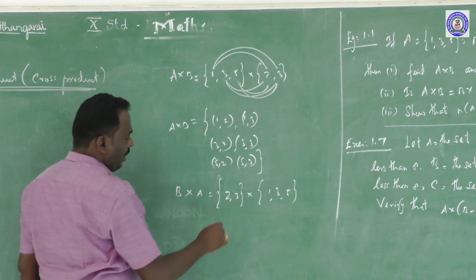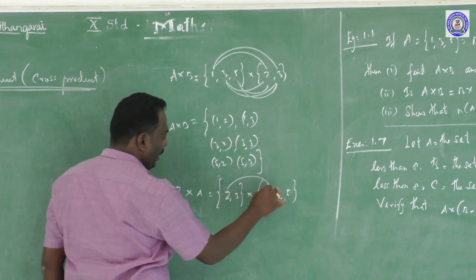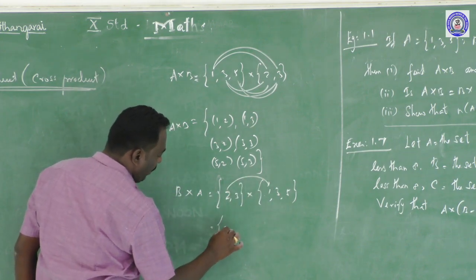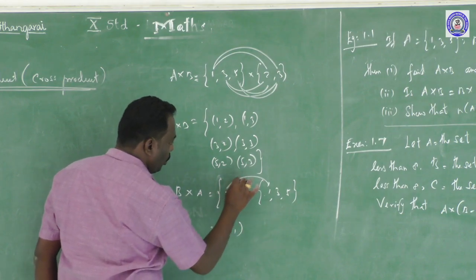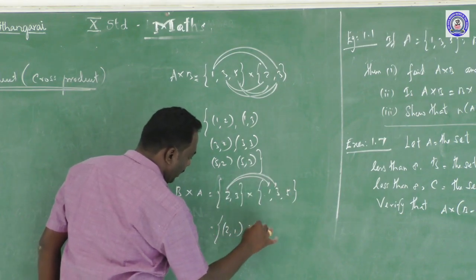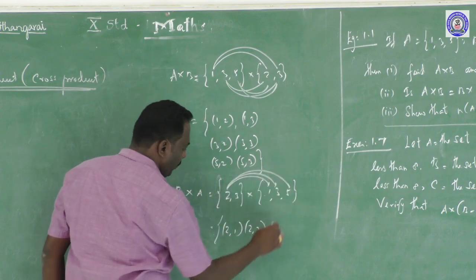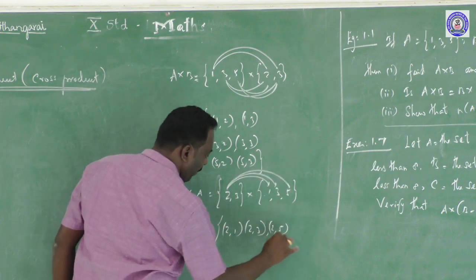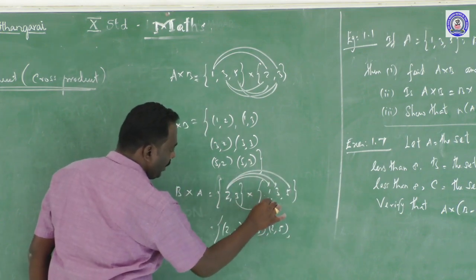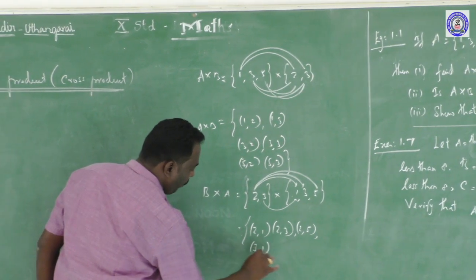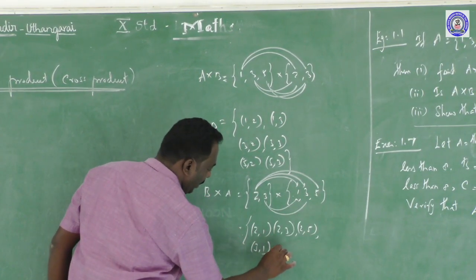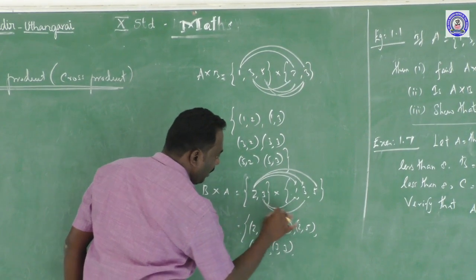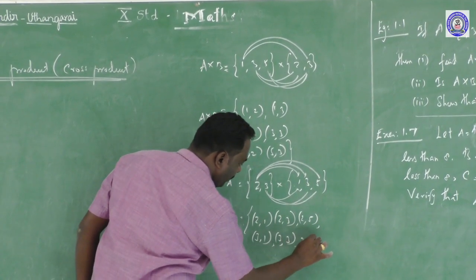Now find the cross product: we write the ordered pairs (2, 1), then (2, 3), then (2, 5), then (3, 1), then (3, 3), then (3, 5).